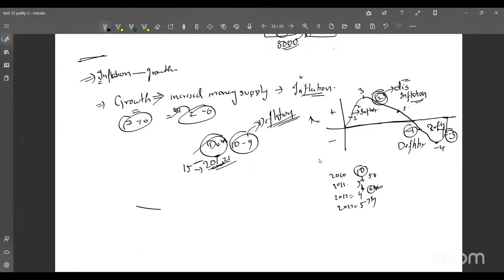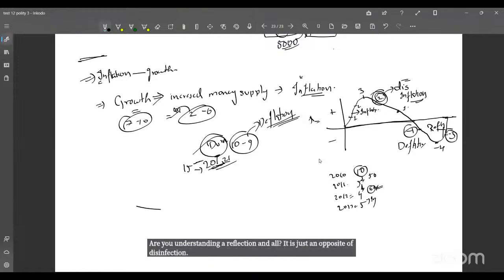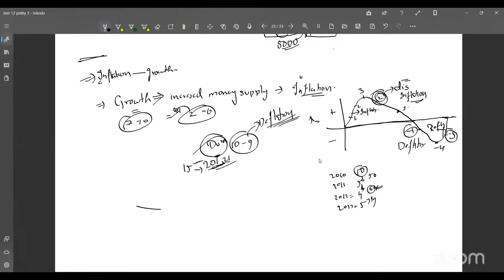Are you understanding? Reflation is just the opposite of disinflation. Are you getting the point, Vishal? Did you understand what reflation is?